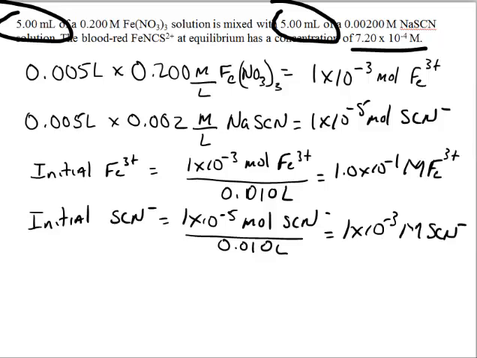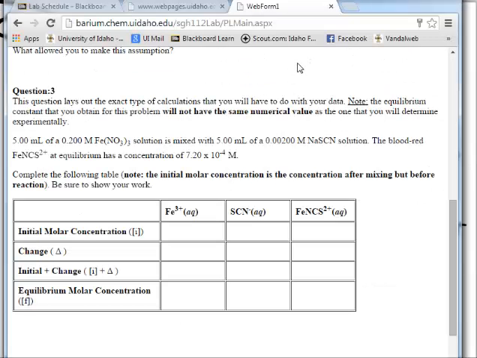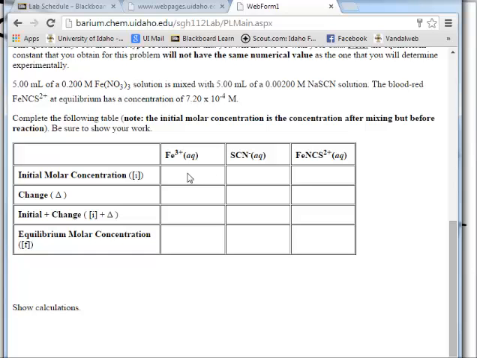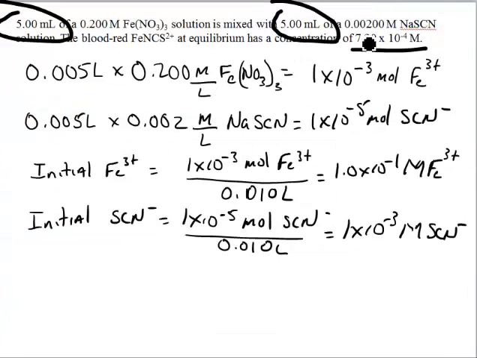Now that's initial, and that's one of the entries you need to make. So we go in here to our table, initial molar concentrations, we put that in for Fe3 plus, we put that in for SCN minus, and then what is the initial concentration of the complex before reaction? It's 0. There's none. And then what do we do for the equilibrium molar concentration? Well, that's what's given. So that's the other thing that's in here. So over here we're told that at equilibrium we have 7.2 times 10 to the minus fourth molar concentration of the iron thiocyanate complex ion.